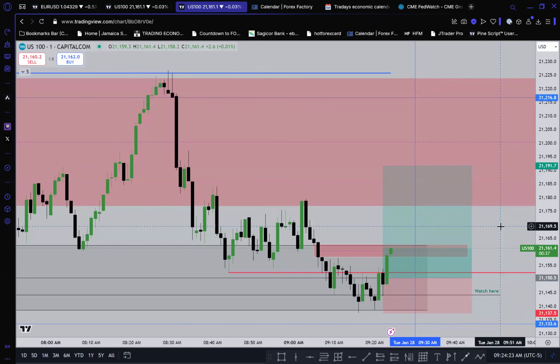Didn't get the retracement for the entry, so I'll just chill here. Oh, here it comes. All right, let's build into this. Perfect.